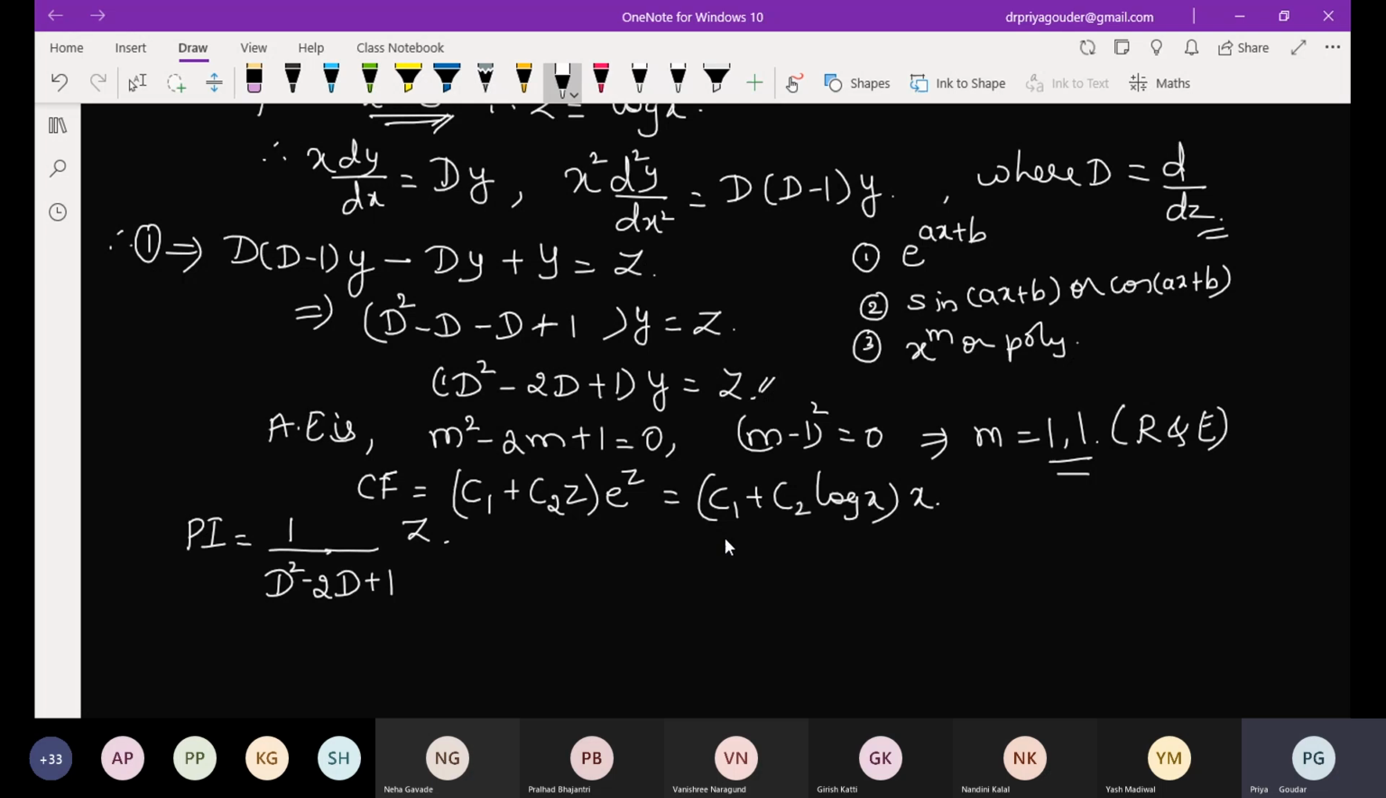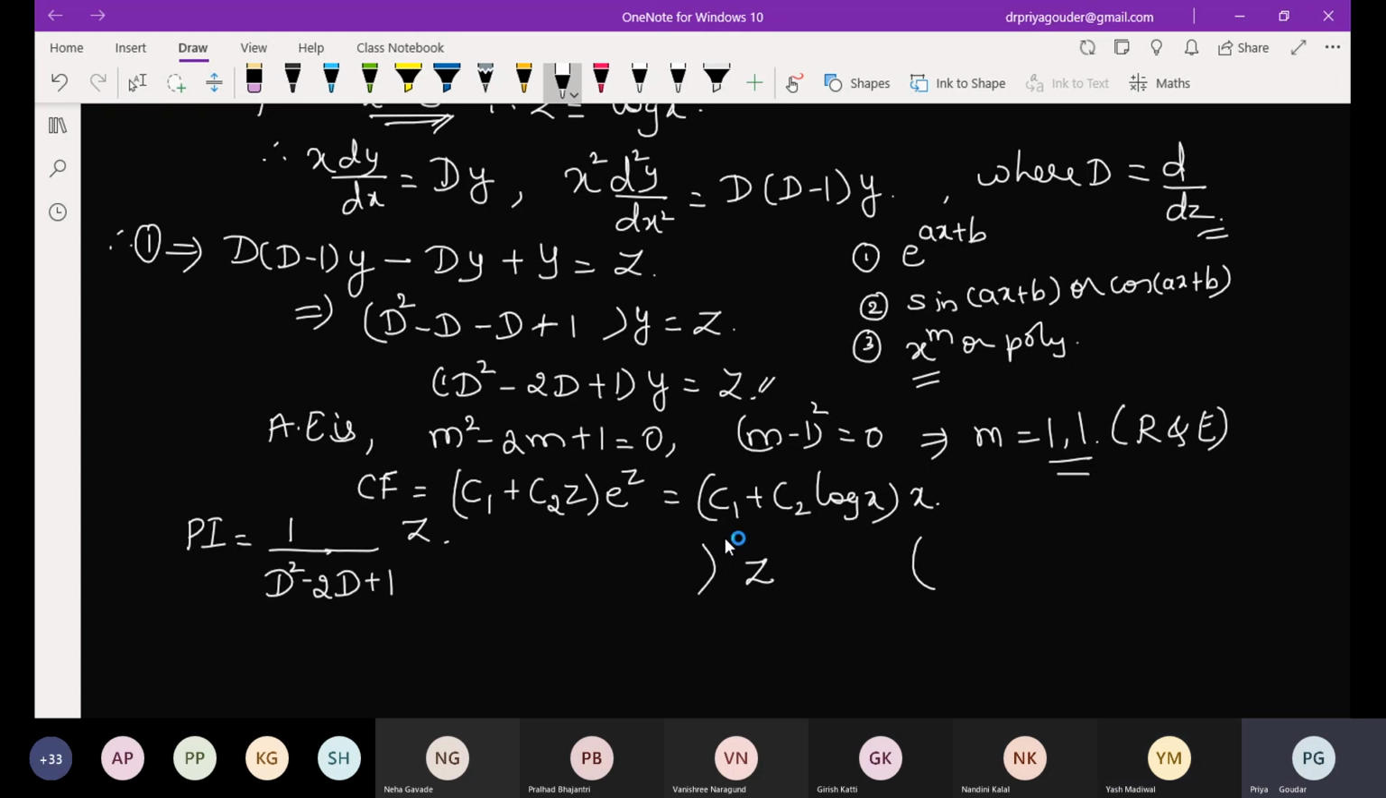So this belongs to which case? Third case, right? Isn't it in the form x to the power m? Don't worry, what we have taken is that x is a variable. Here z is a variable. It belongs to the third case. It's not the first case. What do we do in the third case? How do we find PI? By the division method.